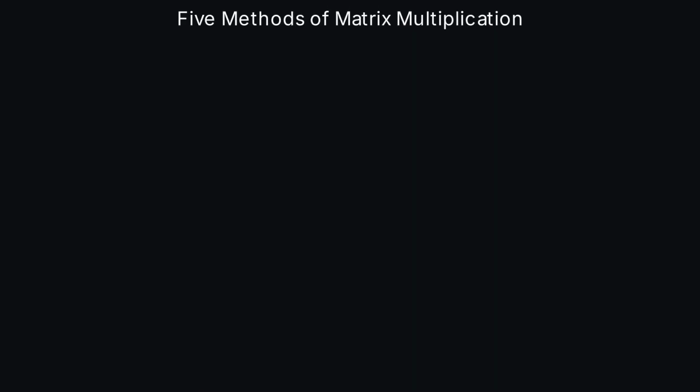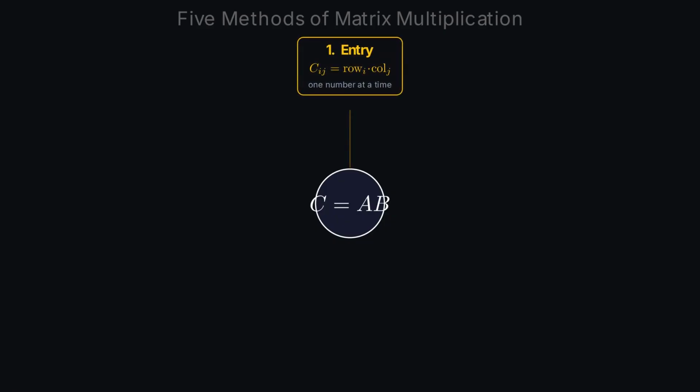Now let's see all 5 methods side by side. At the center, we have C equals A times B. One product, but 5 different ways to understand it. Method 1, the entry way. Cij equals the dot product of row i with column j. We compute one number at a time. Method 2, the column way. Column j of C equals A times column j of B. This tells us that the column space of C lives inside the column space of A.